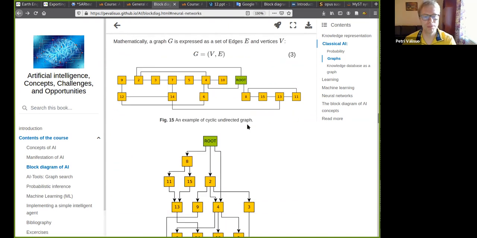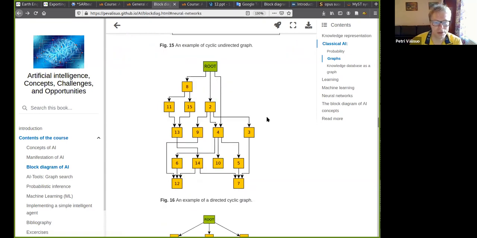Here is, for example, a cyclic undirected graph, and it can be expressed as the set of vertices, so these boxes, and the set of edges, which are the lines connecting these boxes to each other. It can have a root node or some other kind of information as well, but it is just a collection of vertices and edges. And this is cyclic because you can go around certain cycles here, and it's also undirected because there are no arrows.